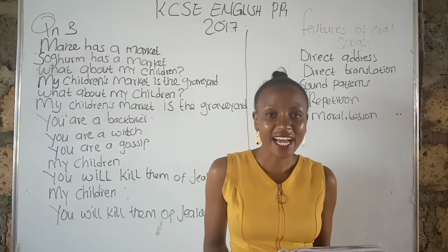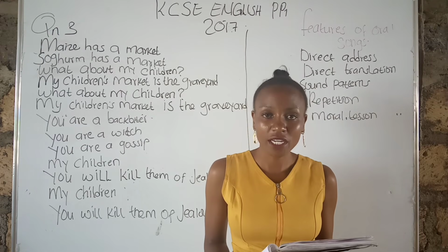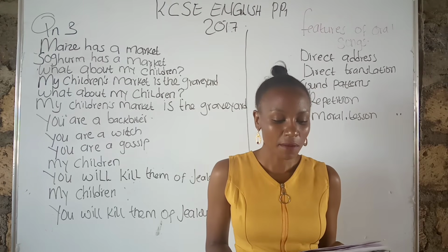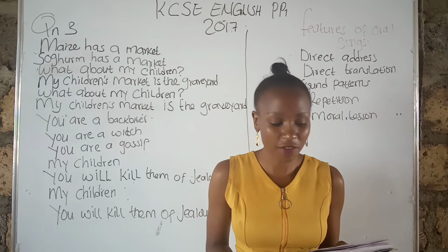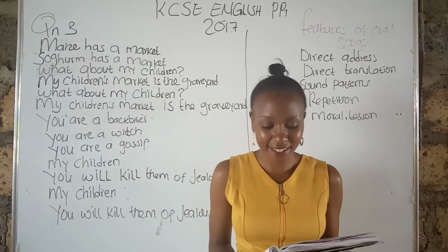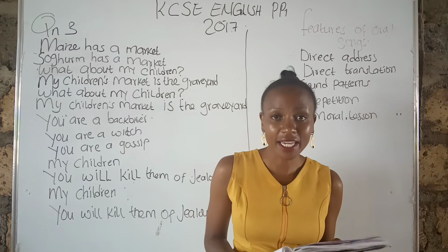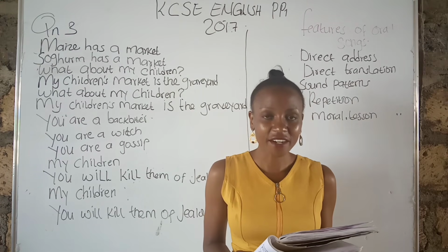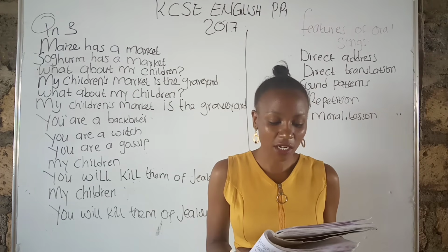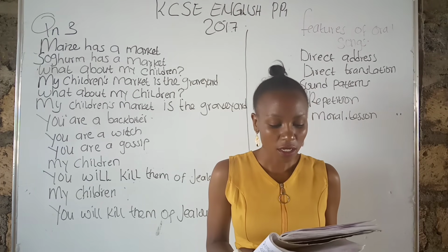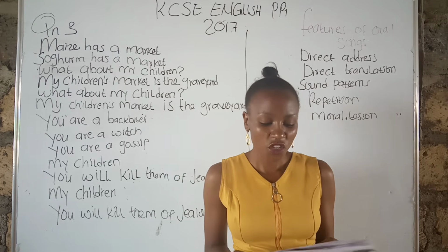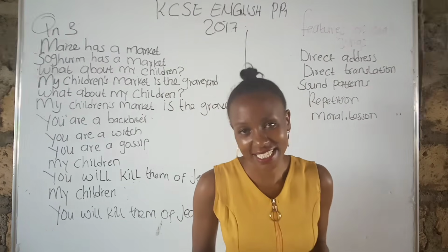Maize has a market, sorghum has a market. What about my children? My children's market is the graveyard. You are a backbiter. You are a witch. You are a gossip. My children, you will kill them of jealousy.